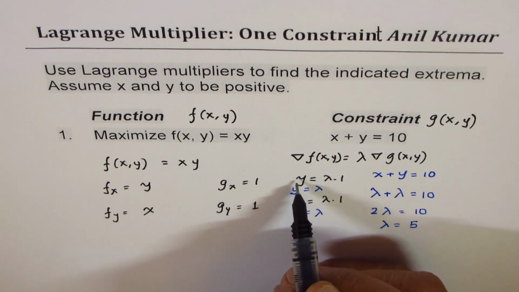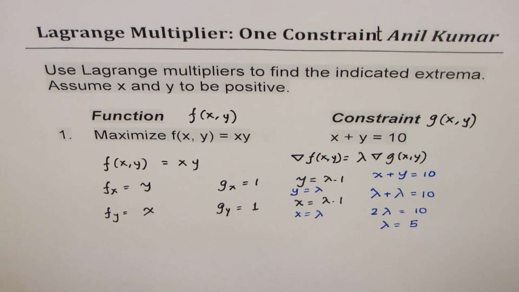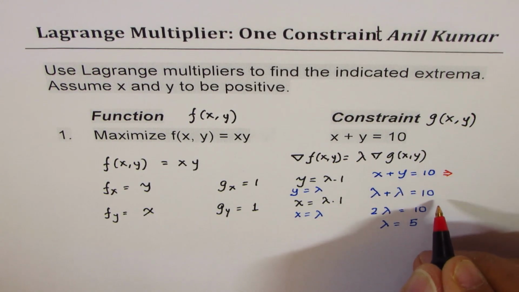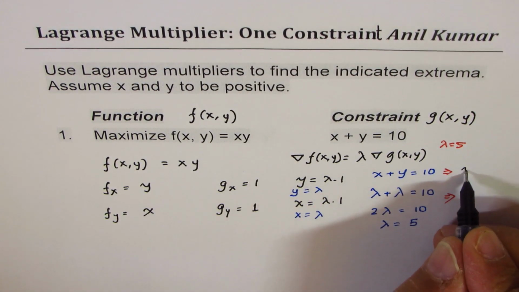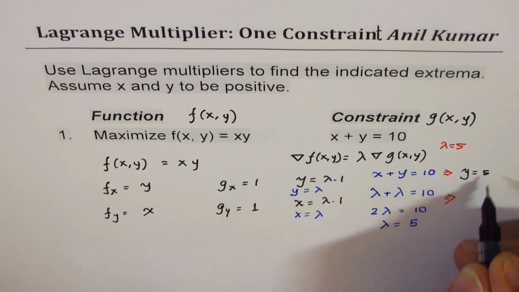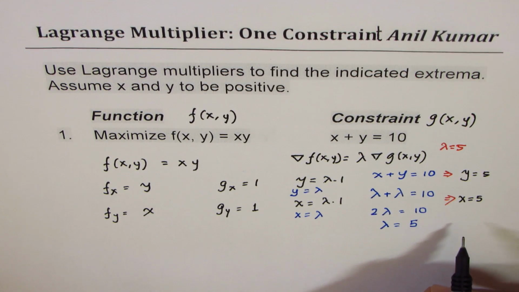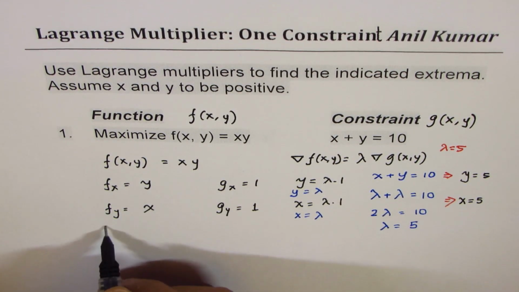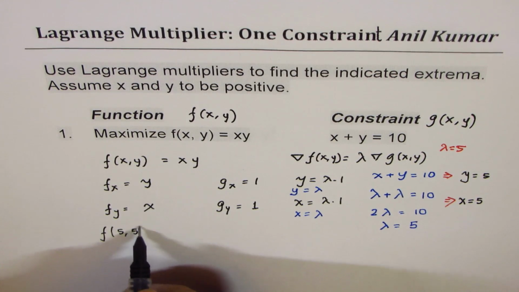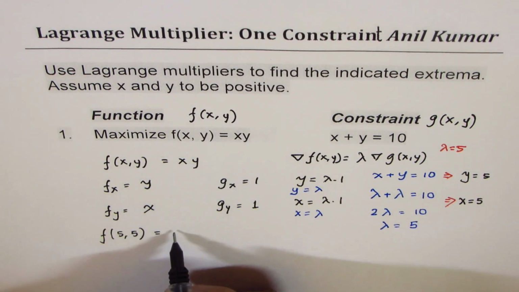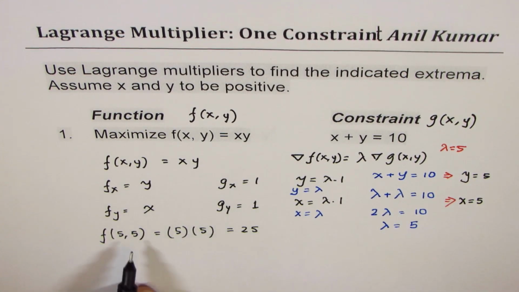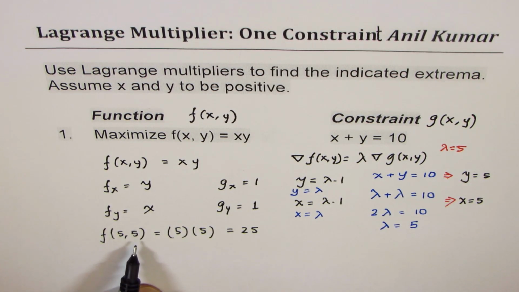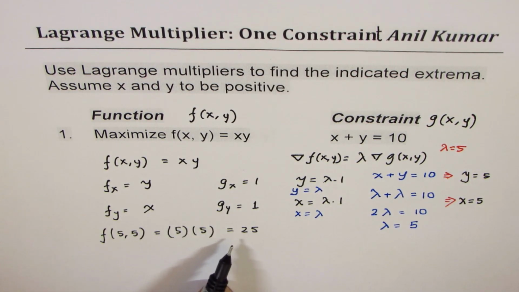So we can write y equals lambda, and this implies, from here, lambda equals 5, and so we can say that y is equal to lambda, which is 5, and x is also equal to 5, correct? And therefore the maximum value will be at f of 5, 5, and it is x times y. So that means 5 times 5, which is 25. Do you get an idea? So the point is 5, 5, and the maximum value is 25.